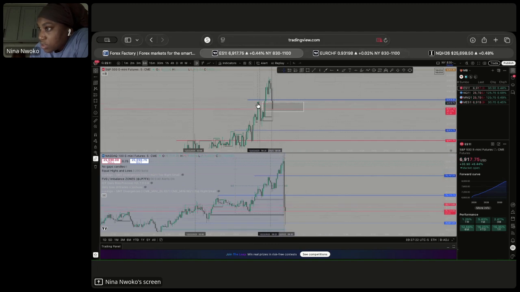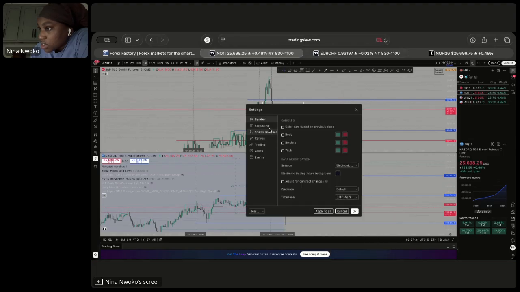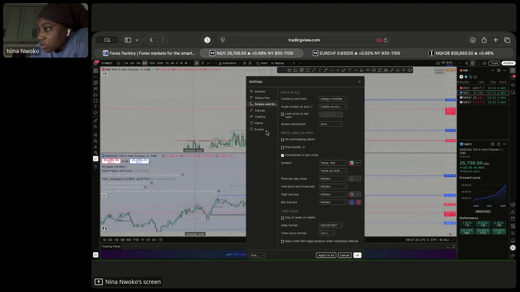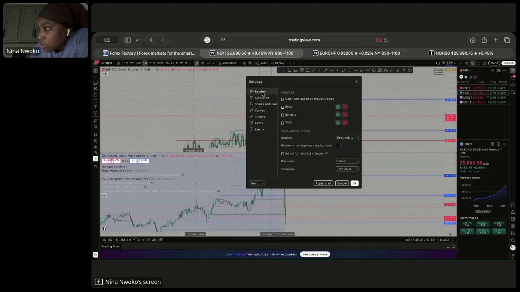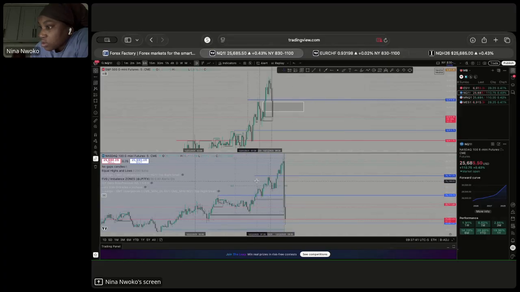Let's see. I've not looked for an SMT divergence. Oh, I see. I can't really see on here. Let me change my crosshairs. Yeah, can't see it at all. All right. Okay, looking at the crosshairs, let's see.